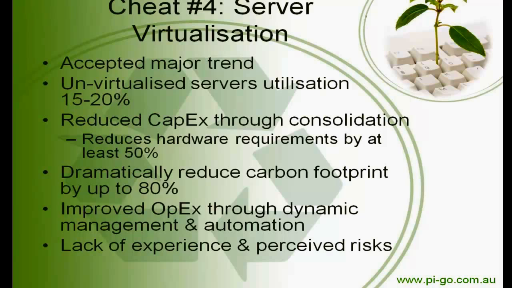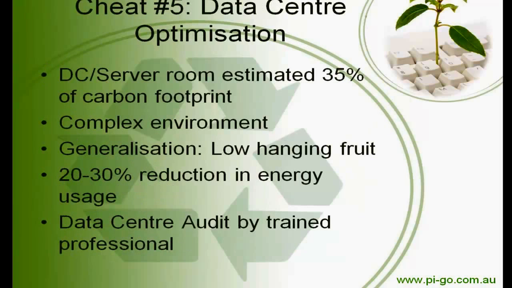Cheat number 5 is data center optimization. By nature, data centers and server rooms are designed at one point in time and they have a life cycle before you need to redo that. Depending on where you are in the life cycle, it can have quite an amazing impact on how you can change it. But data centers and server rooms account for around 35% of the carbon footprint, and they are a complex environment.